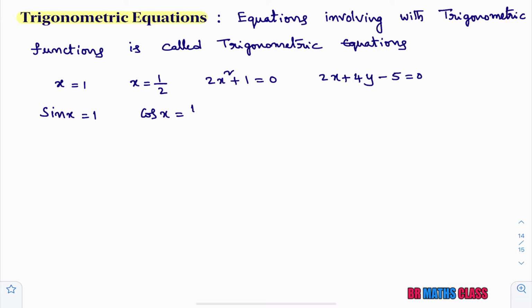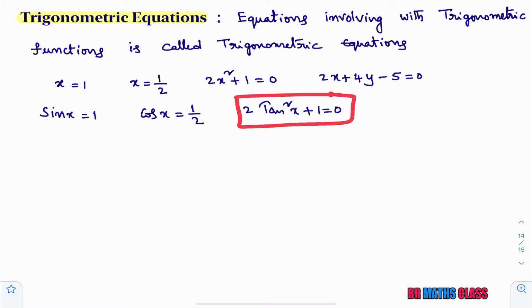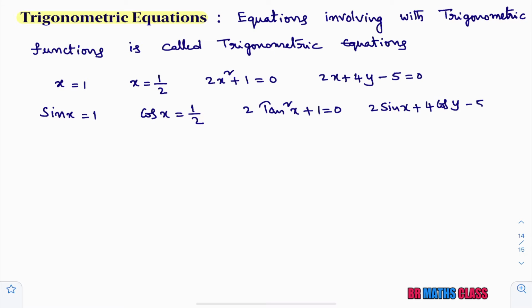Cos x equal to 1 by 2. You can observe it is an equation involving a trigonometric function. So cos x equal to 1 by 2 is a trigonometric equation. 2 into tan square x plus 1 equal to 0. What is this? It is an equation involving trigonometric functions. So this is a trigonometric equation. 2 sin x plus 4 cos y minus 5 equal to 0. This is also a trigonometric equation because it is an equation involving trigonometric functions.